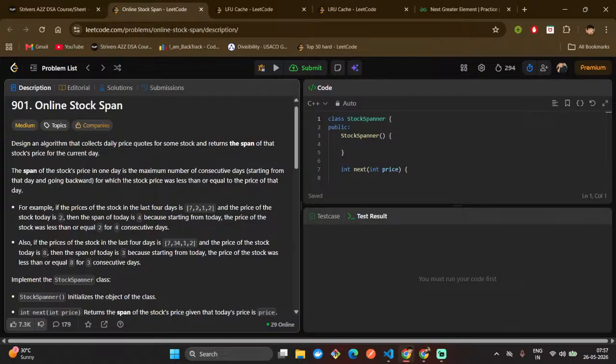For example, if the price of the stock in the last 4 days is 7, 2, 1, 2, and the price of the stock today is 2, then the span of the stock is 4, because starting from today, the price of the stock is less than or equal to 2.